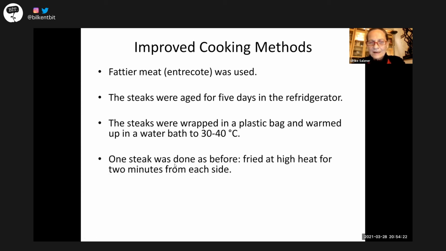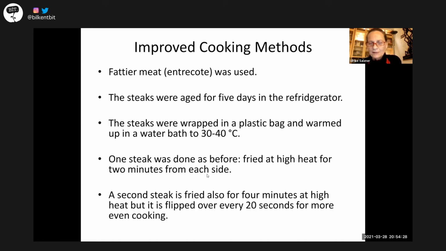And then I made 2 kinds of different steaks. One I fried for 2 minutes on each side like before, and the other one I flipped every 20 seconds. This is also a procedure which I found from good cooks on the internet. Some of them swear by it.